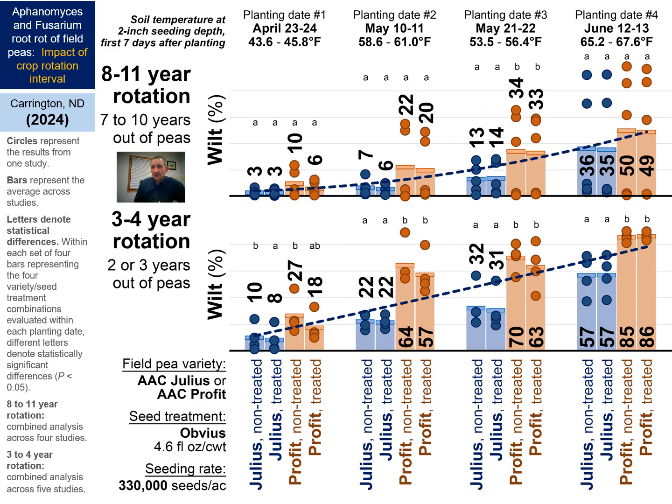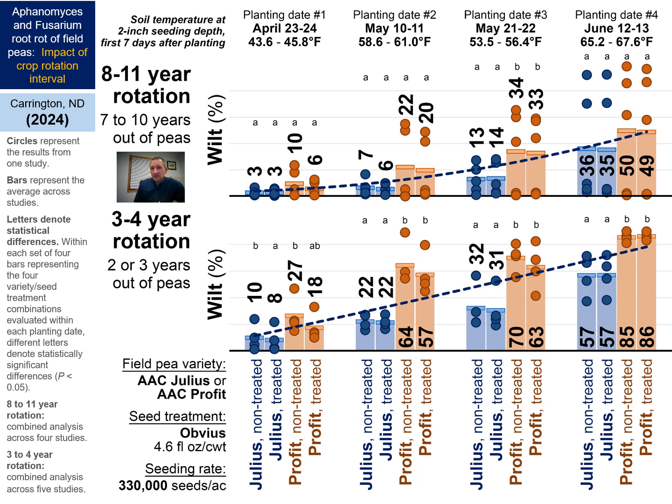Let's look at the wilt data. Now, of course, we have data from all 4 planting dates. Here you have that 3 to 4 year crop rotation versus the 8 to 11. Notice that you have lower wilt with that 8 to 11 year rotation no matter what. But again, just like we saw with the root rot data, you'll see that the penalty for planting late is much higher with the tight crop rotation.